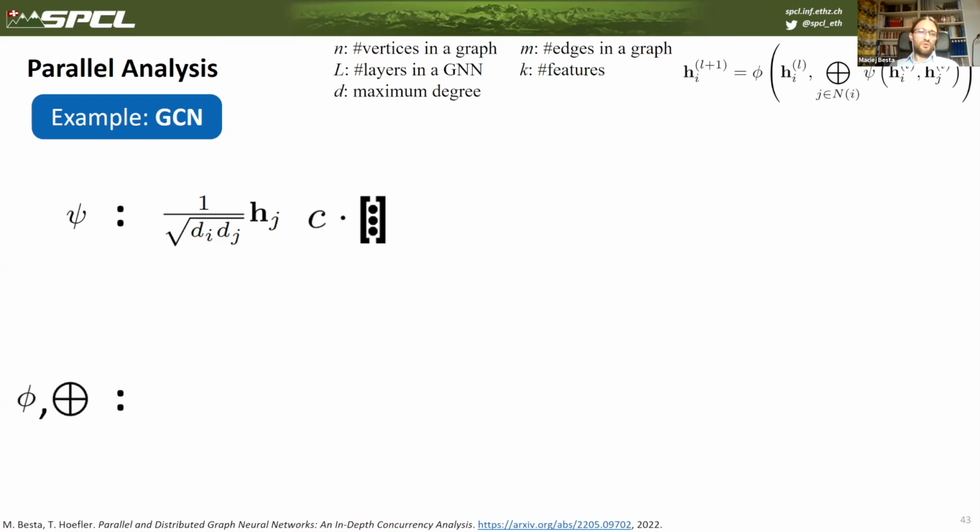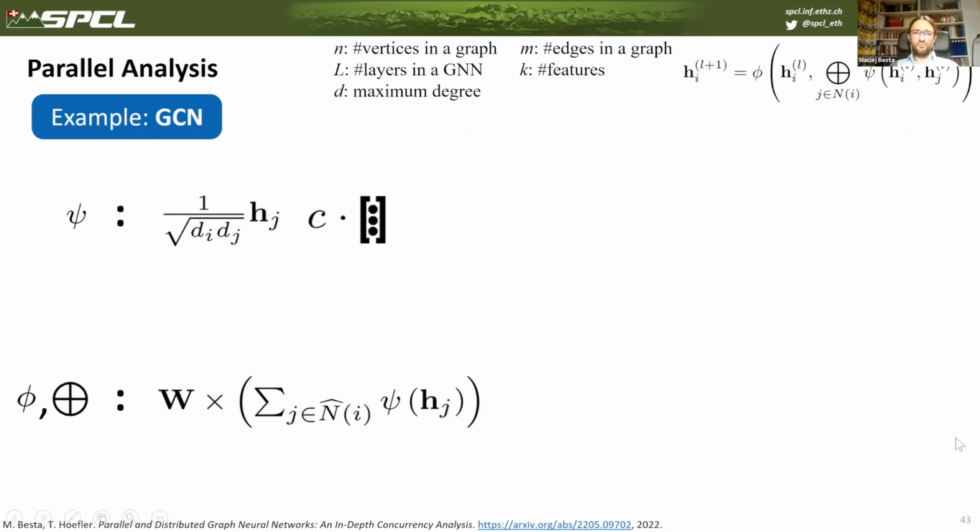Right, but then we also have the two other functions in the local formulation, the phi and the aggregation symbol, and we treat them together just for simplicity. They can be written as this expression here. So we have our psi that we wrap here, and then we conduct the aggregation over the neighborhood of the vertex i, and finally we multiply the outcome with the parameter matrix using a matrix vector product.